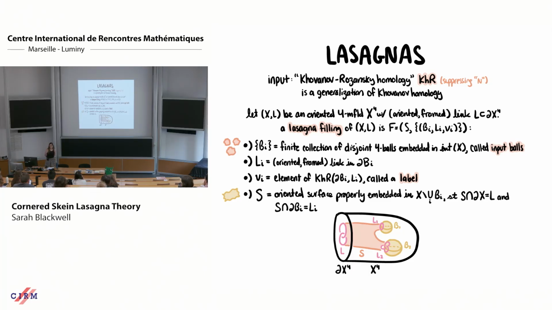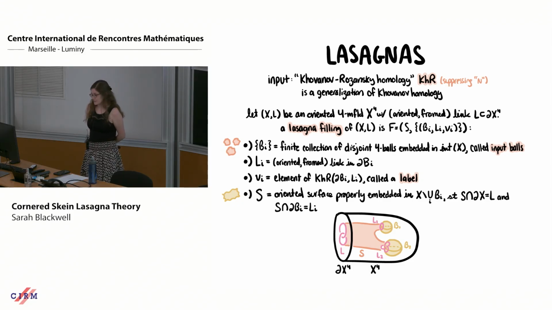Can any element of the homology be a label, or is there a restriction on the labels? Sorry, I keep forgetting to repeat the question. The question is, is there a restriction on the labels? So this might be venturing outside of my comfort zone, because I haven't been doing so many concrete calculations, but it's just whatever the calculation of the Khovanov-Rozansky homology of that link in the S3 is. Oh, okay, so it's determined. Yeah.